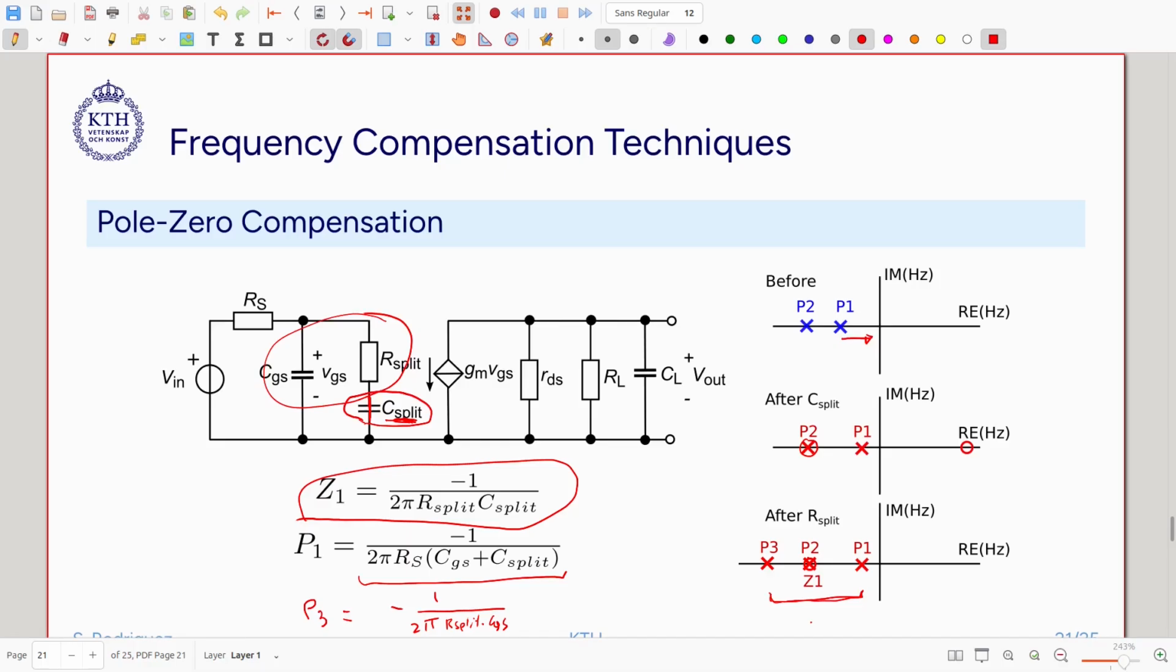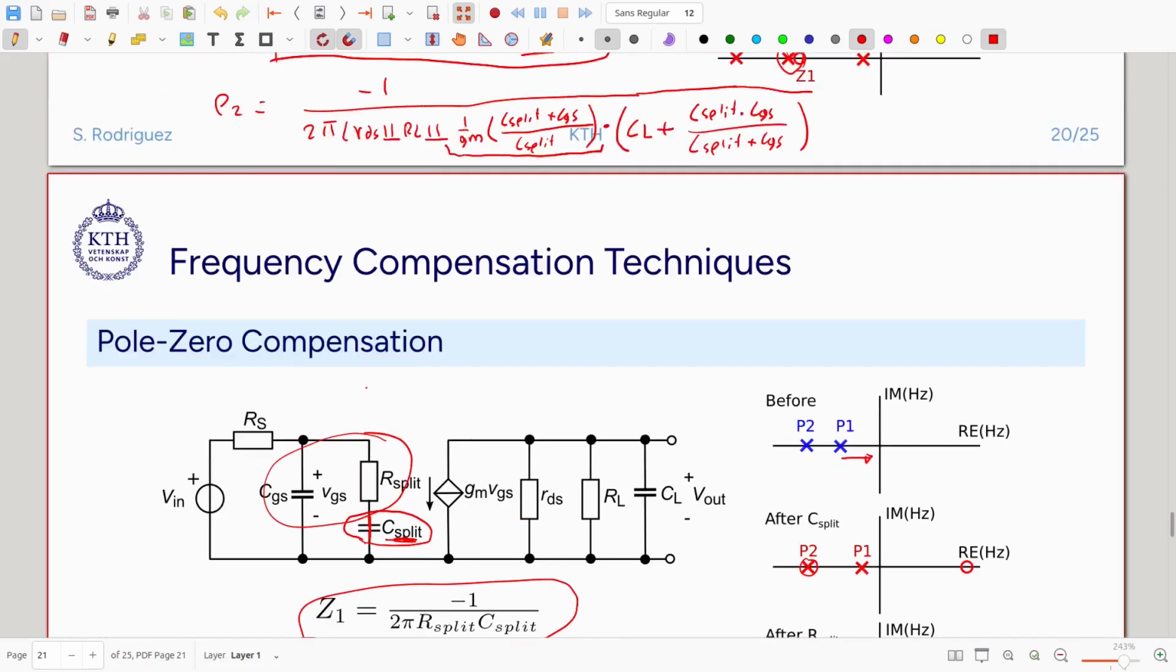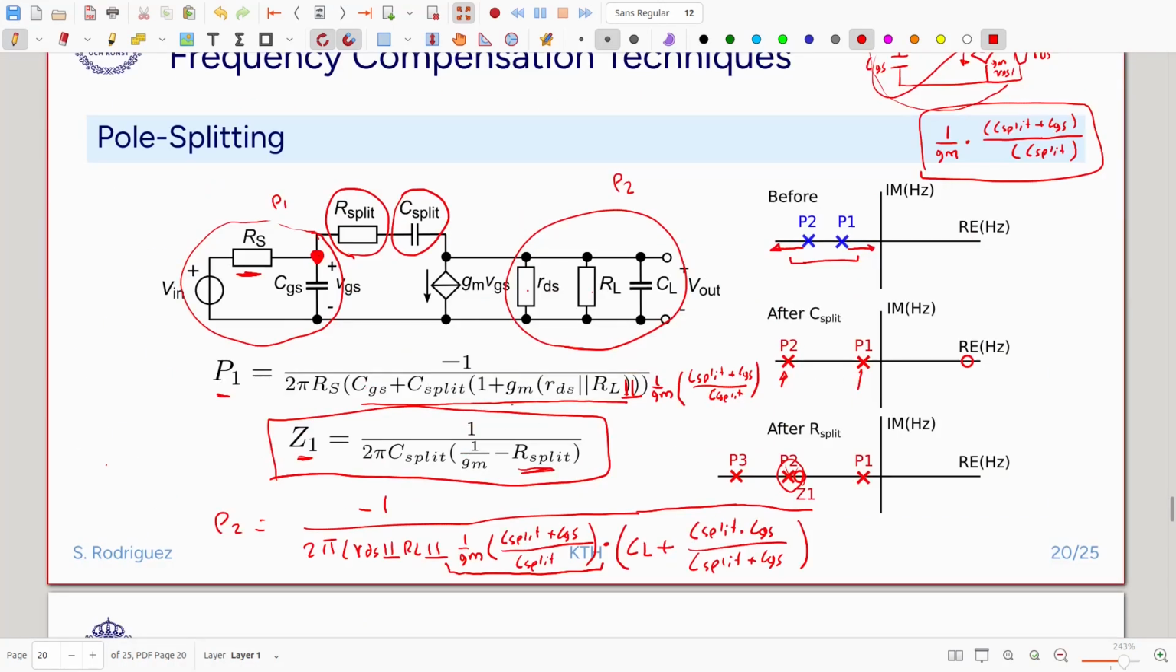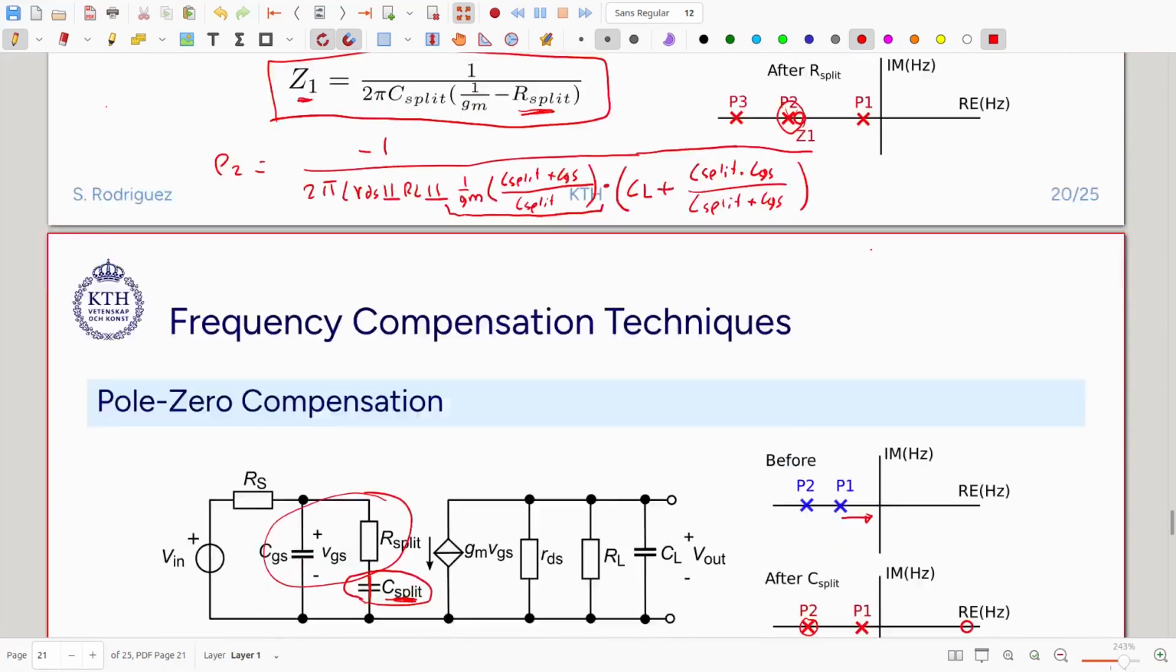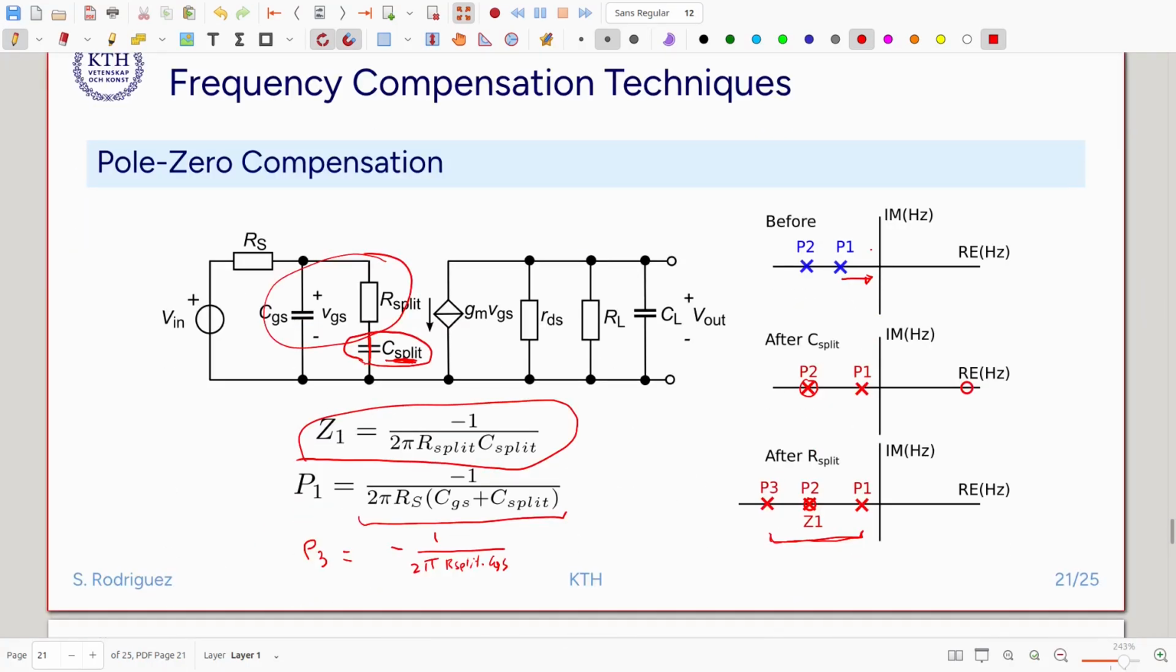Now again, C-split is much larger because there is no Miller effect like we had before. Here we have a Miller effect, so a relatively small capacitance will move the pole very fast to a lower frequency. Here we don't have that, so we will have to use a very large capacitor for the same effect. So this technique is not amenable for chip integration because the area of the capacitors is very, very large, and they become very expensive.